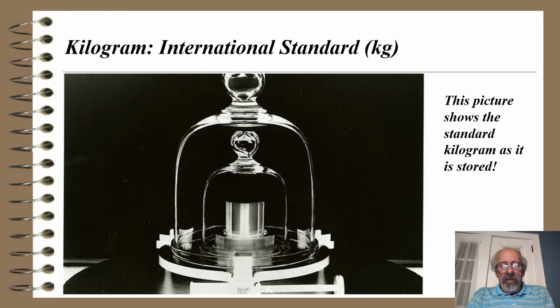Now, it turns out that we like to say we have standards for these units, and this picture shows the standard kilogram as it is stored. Notice it is within 2 bell jars. So the kilogram is this platinum piece of metal in the smaller bell jar, which is contained in a larger bell jar. And again, it turns out we go to great lengths to keep these standards.